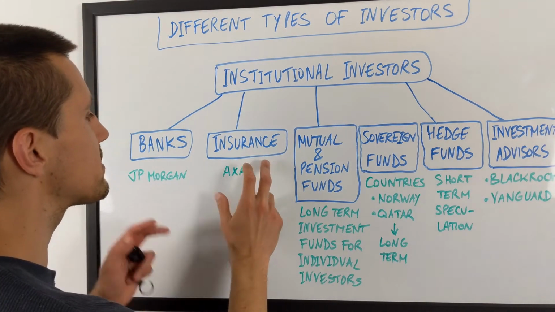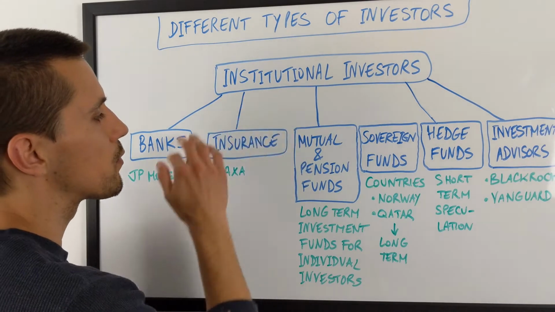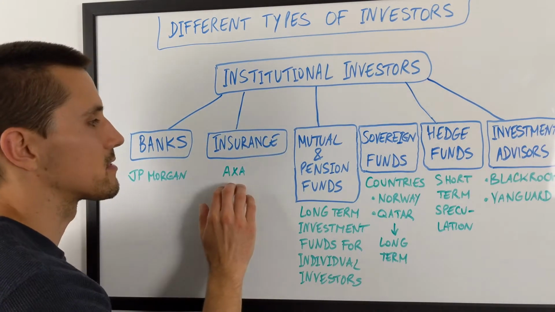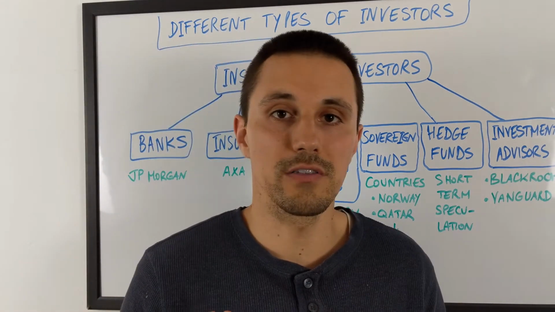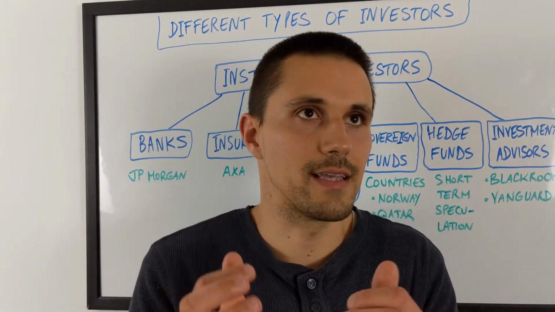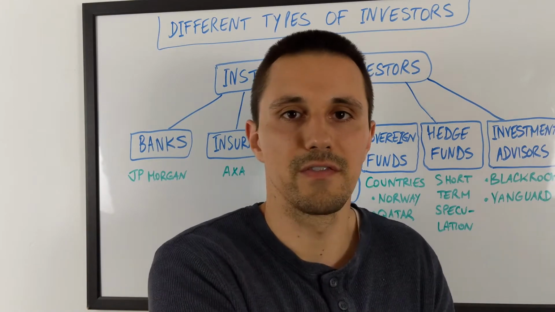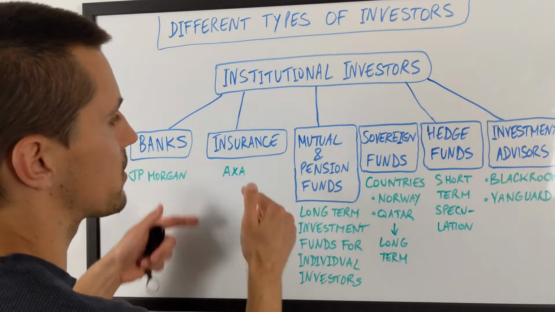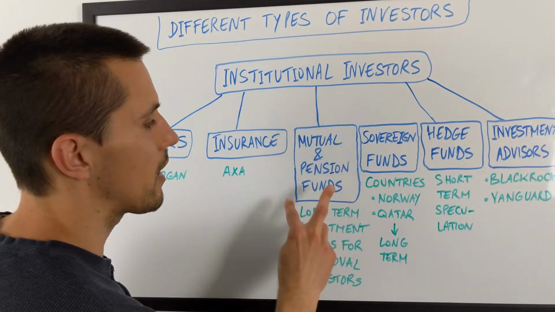Then insurance companies, a bit similar to banks, also working for their clients. AXA, for example, one of the biggest insurance companies in the world, they will also, let's say, invest on behalf of someone, let's say in the stock market, for example. Actually, insurances and banks are pretty similar. Then mutual and pension funds.